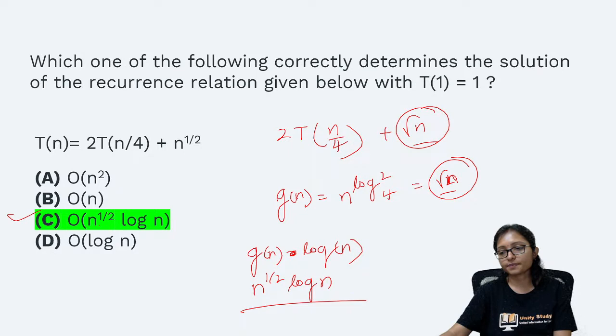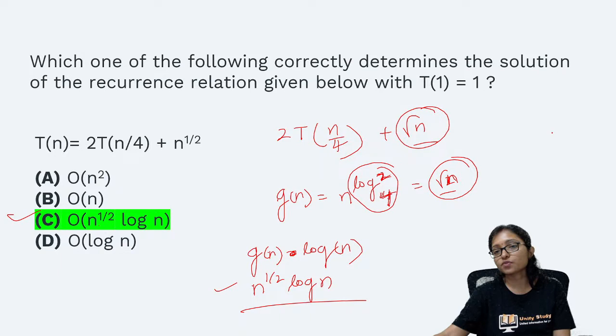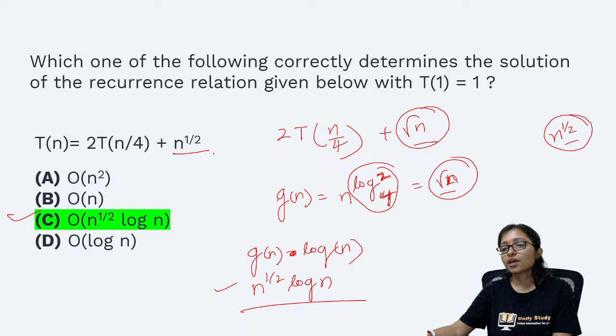Got it? Asphia, your answer is wrong. B is not the correct answer. C is the correct answer because it is 2, just half, right? This is 2, this is 4. Be careful about the log value. Log 2 base 4 means it is also n to the power half. That is also root n. So both are same, which means we can do it as n to the power half log n. Right? Clear to everyone?